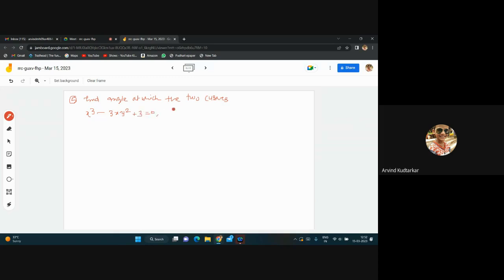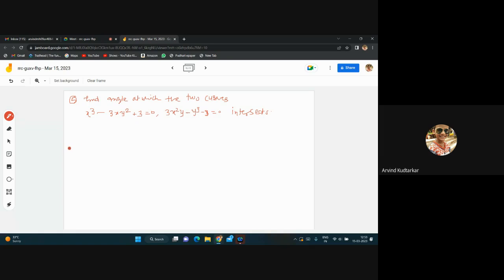और सेकंड कर्व कौन सा होता है? 3x square y minus y cube minus 3 that is equals to 0, intersect. Okay. So it means that these two curves will intersect at which angle? That angle is to be determined. वो एंगल आप लोगों को फाइंड आउट करना है.